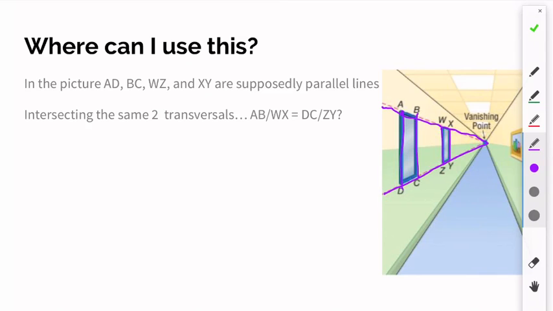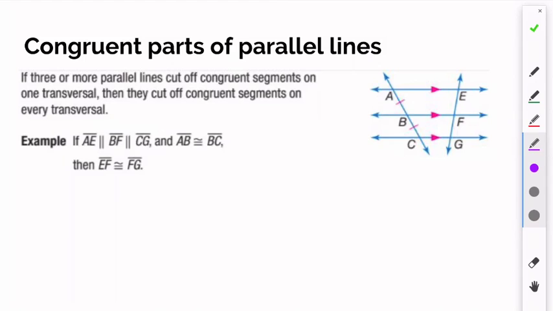If we wanted to check whether we truly made parallel lines here, we could take the distance on the transversal AB, put it over WX, and make sure that it equals DC over ZY. So it's just one case in which this math can come across in the art world. But don't spend too much time thinking about that. Let's keep going into what we got to get done for today.